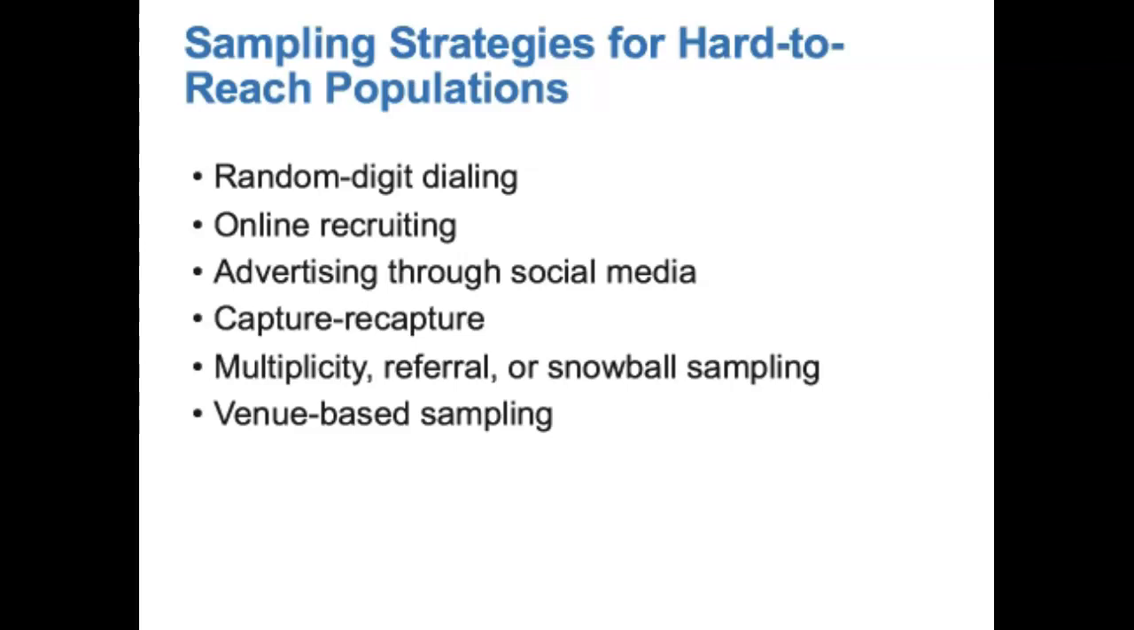You can also do venue-based sampling, and this is when you go to a location to find potential participants. And this strategy was first developed as a way to reach high-risk populations whose behaviors were associated with specific locations, such as bathhouses, gay bars, or tattoo parlors.